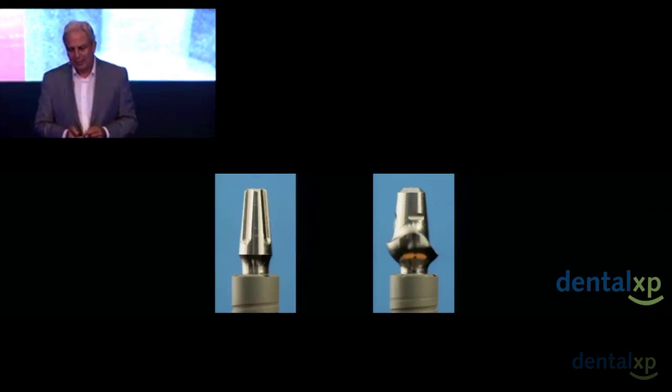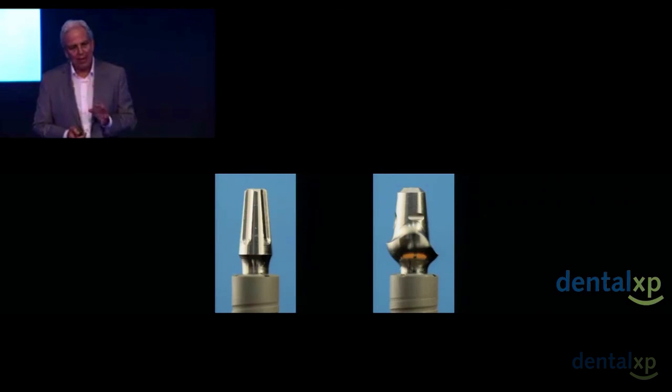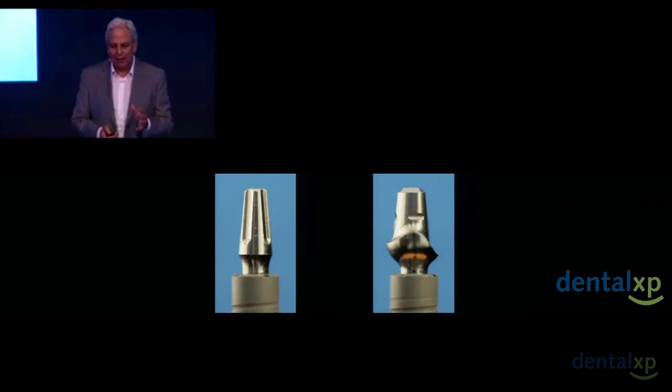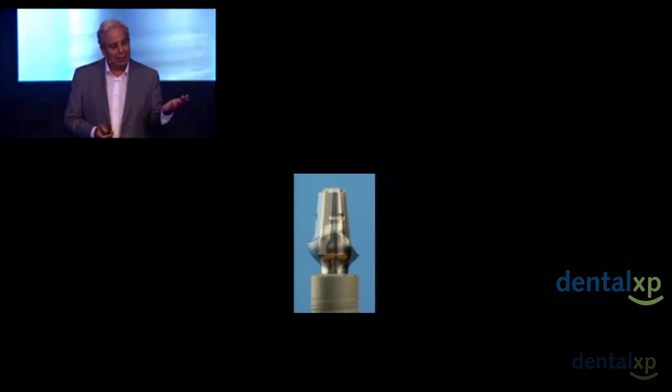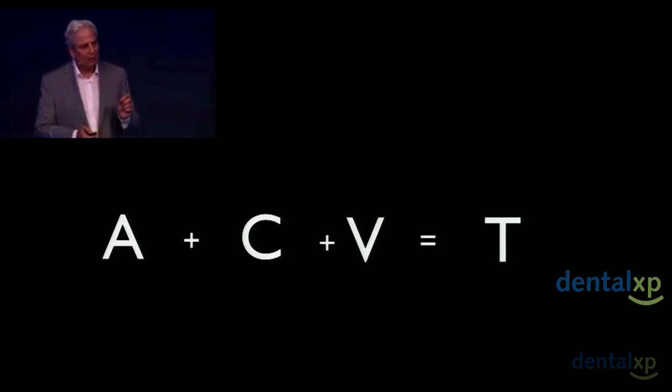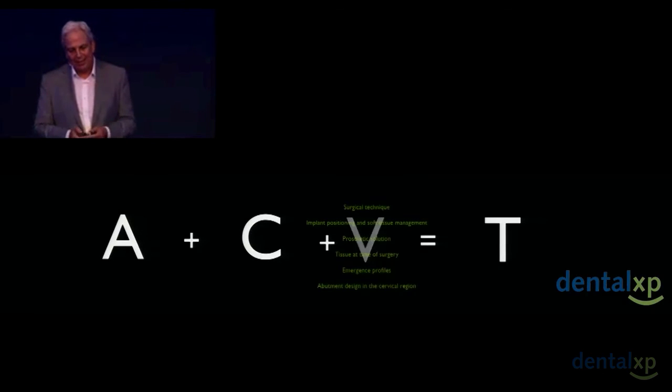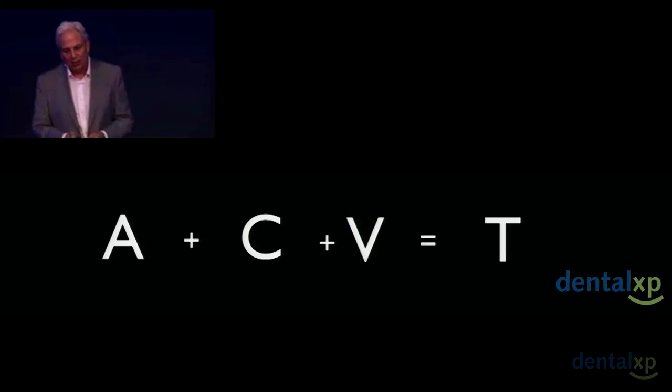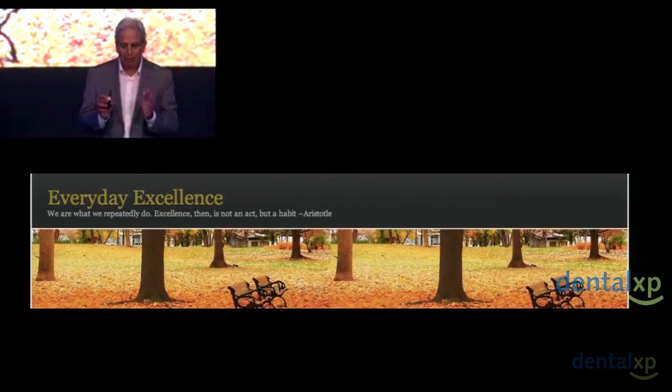So, to sum it up, sometimes we have a choice between an anatomic abutment and maybe a non-anatomic abutment, and sometimes we just use a non-anatomic abutment to get the better result. A plus C equals T, with the exception of one thing. We have to include the V. And the V is just all the variables. So we have our abutment, we have our crown, we have all the variables. That's going to equal the tissue thickness, the proper tissue.